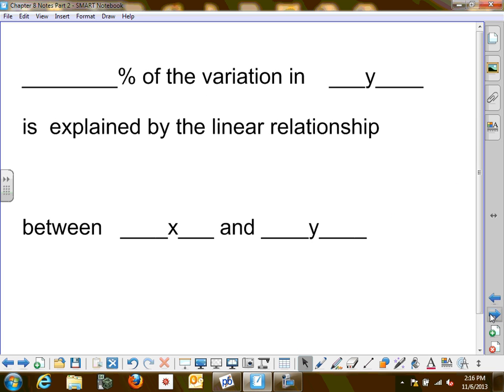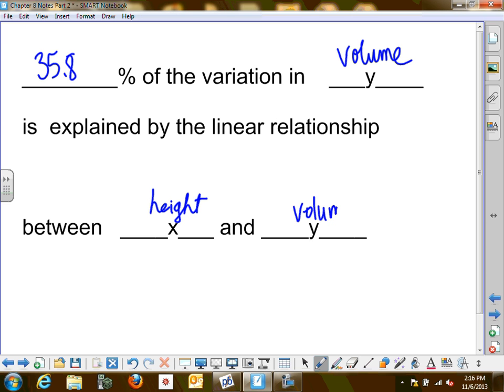So let's write this in here. I need to get you out of just memorizing this phrase to understanding what this phrase says. So we had 35.8% of the variation in the volume of the tree is explained by, or happening because of, the linear relationship between height and volume. Okay, now that that's filled in, I want to discuss it with you to see if I can make it make more sense in your brain, not just as a phrase you memorized.